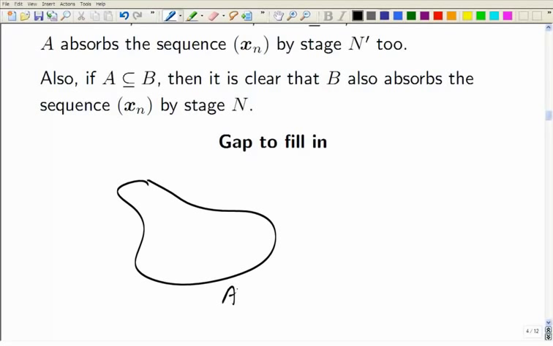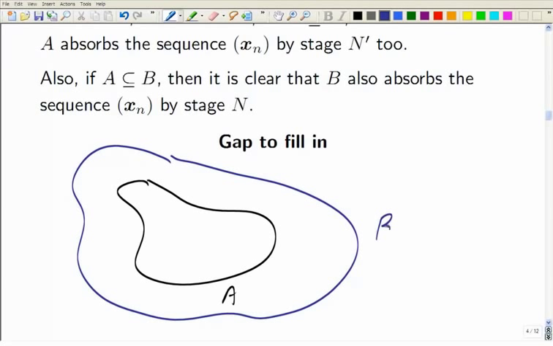Here's A. Here's B. And here are the points that are stuck: Xn, Xn plus 1, and so on. They're all stuck inside A, so they're stuck inside B as well. So if A absorbs it by stage N, so does B.